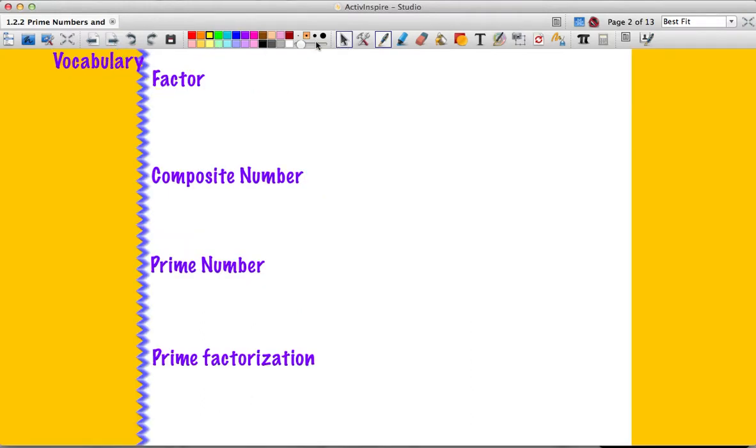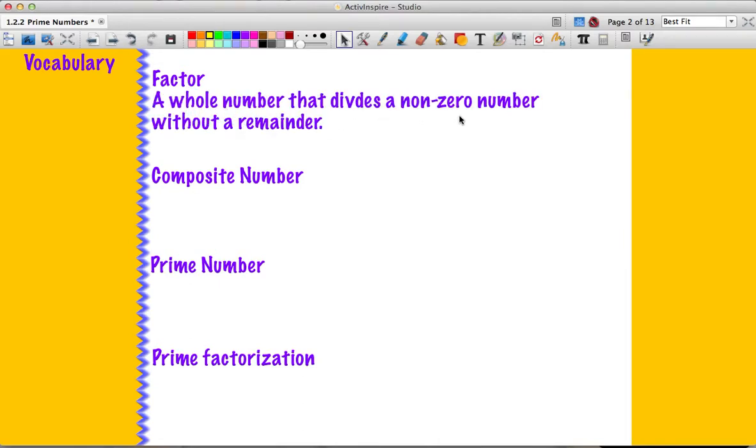All right, so the first thing that we need to know is, what is a factor? We talked about this a little bit in lesson 121. How factors are different from multiples is they are whole numbers that divide a non-zero number without a remainder. Like for 6, the factors of 6 are 1, 2, 3, and 6 because each of these numbers can divide 6 without a remainder. So they're the numbers that you put together to make up this number. Remember, factors have to do with division, multiples have to do with multiplication.